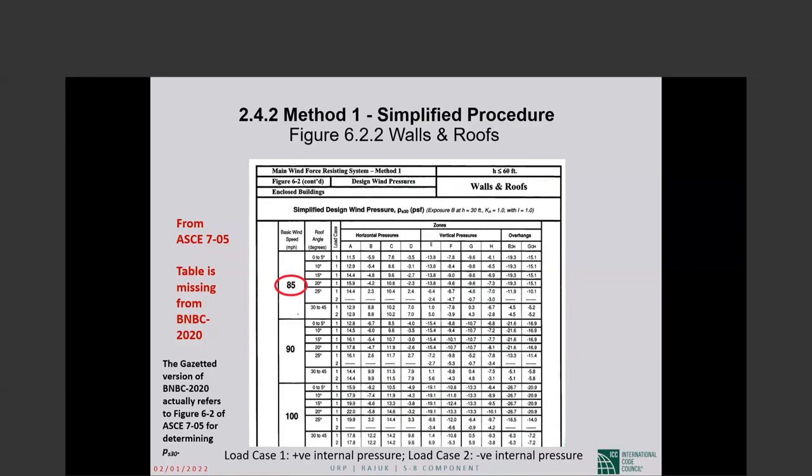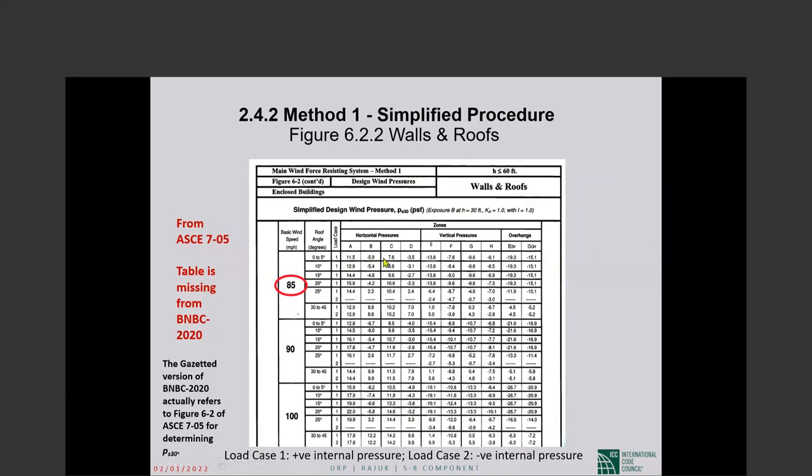So PS30 depends on the basic wind speed and the roof angle, and that's about it. You get the pressure or suction on all those areas, A, B, C, D, E, F, G, H. The values are as pointed out for exposure B and mean roof height of 30 feet. So this is as direct as that.